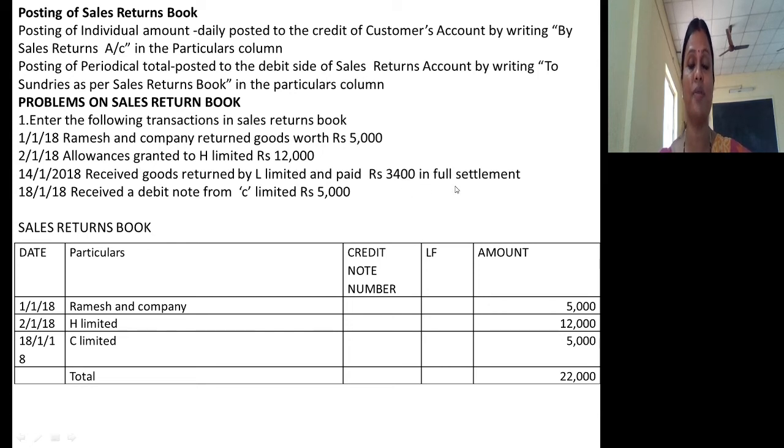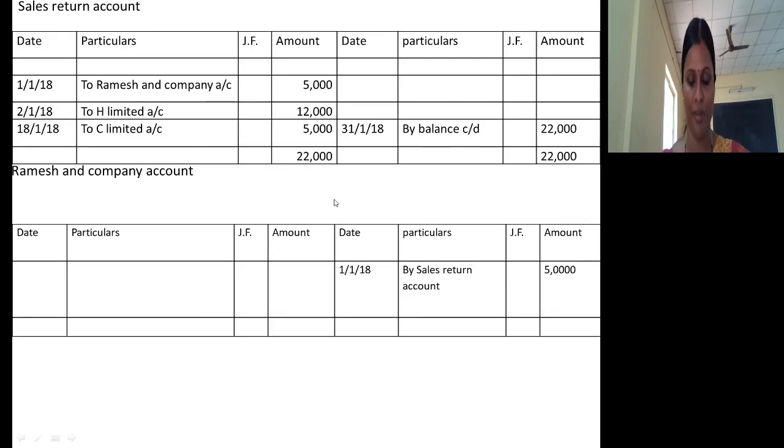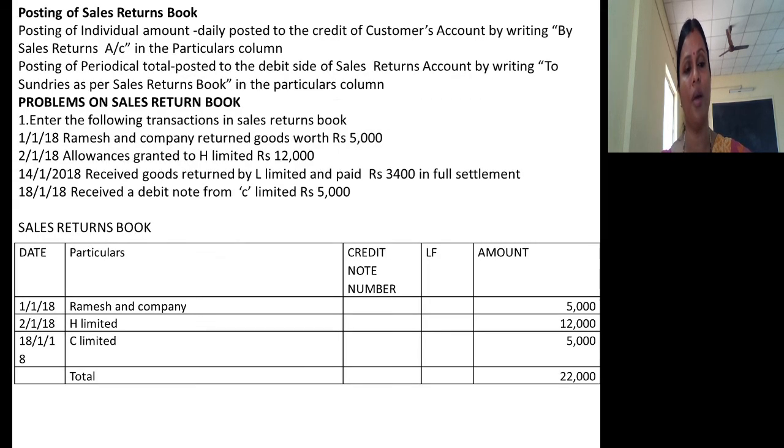See, whenever goods were returned by customer, for them, if you are paying amount, that will not be recorded in sales return book. That's a very important thing to be taken care of. So received a debit note from C Limited rupees 5,000. So debit note from customer, credit note from you. You means business concern. So how to prepare sales return book and posting entries from sales return book to sales return account and customers account.